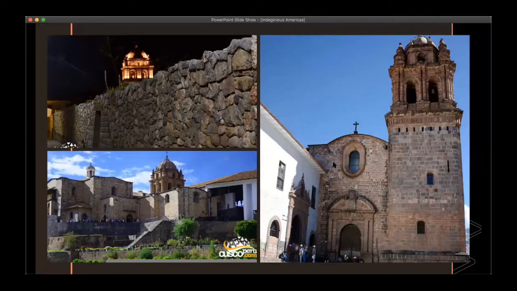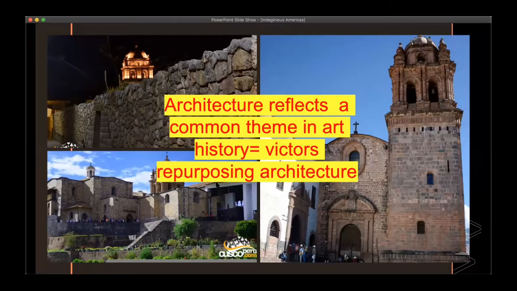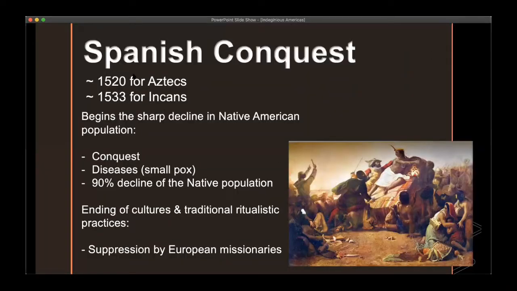All right, so here's some more pictures where you can see that Spanish Baroque architecture of the Spaniards that came and conquered the Incans. And then we're going to add this. Architecture reflects a common theme in art history, victors repurposing architecture. And then you don't need to write all this, but if you want to know some dates about the Spanish conquest, it's 1520 for the Aztecs, 1533 for the Incans. When this happens, it begins the sharp decline of the Native American population. Because of conquest, it brings in diseases, 90% decline of the native population, ending of cultures and traditional ritualistic practices.